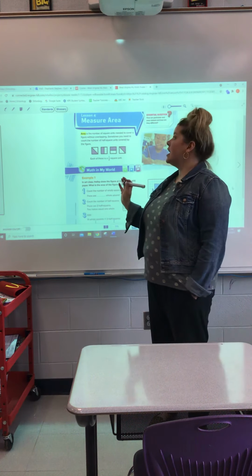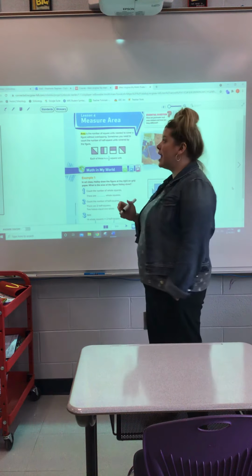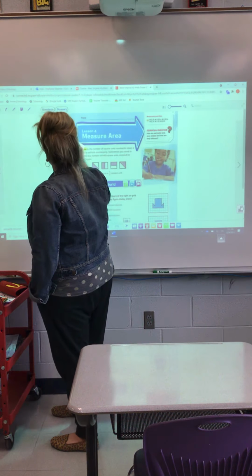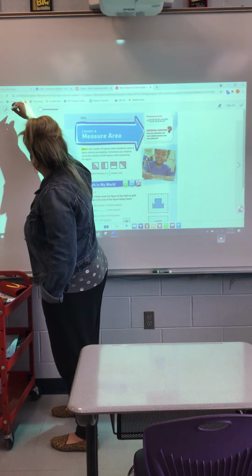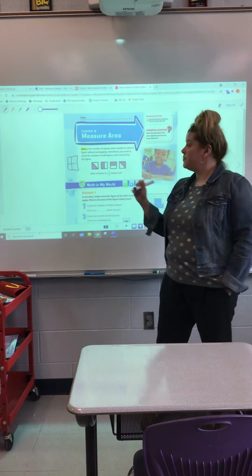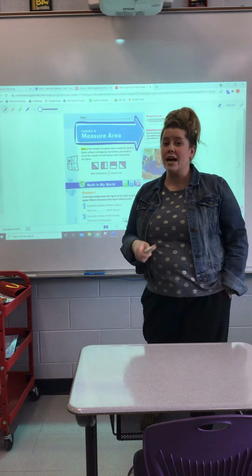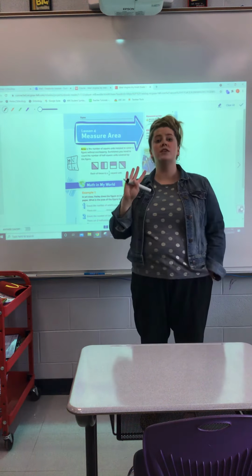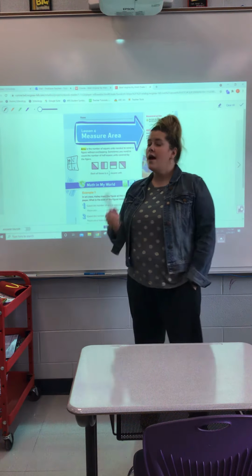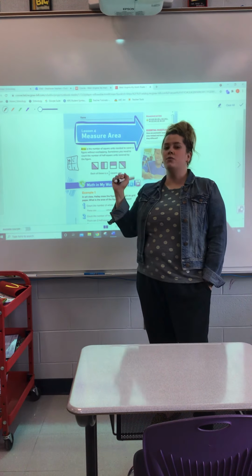Okay, so area is the number of square units needed to cover a figure without overlapping. If I had this square and each one of these squares was overlapped, the area of that shape would be 4 square units because there's 4 whole shapes. However, that's kind of what we did yesterday. We talked about whole squares. That's all that we covered.